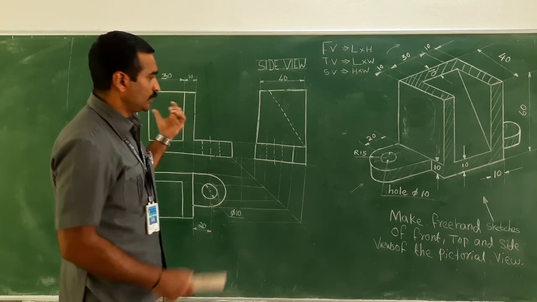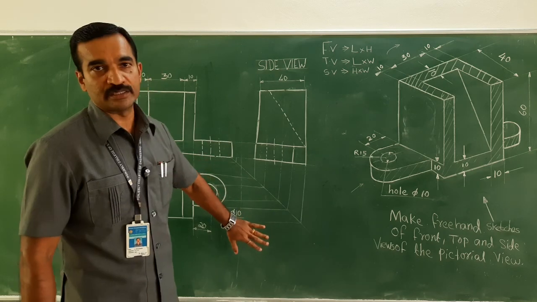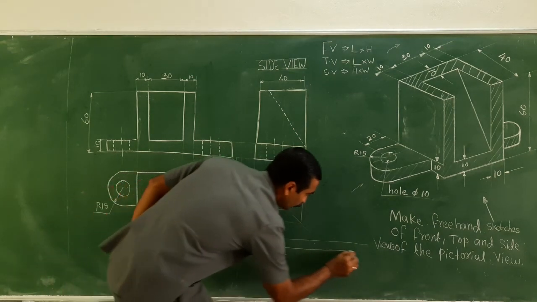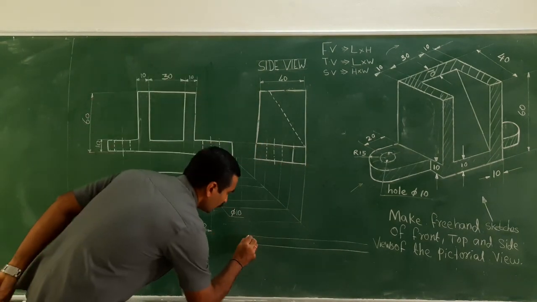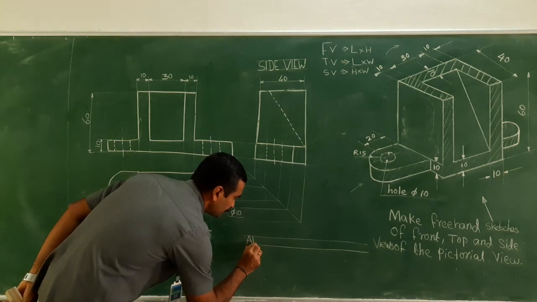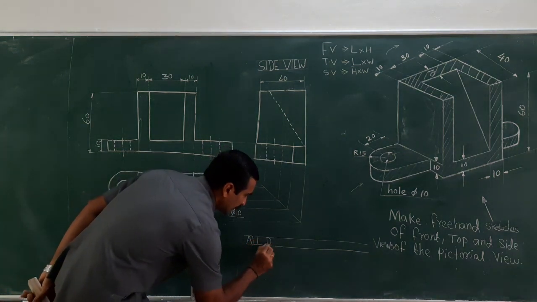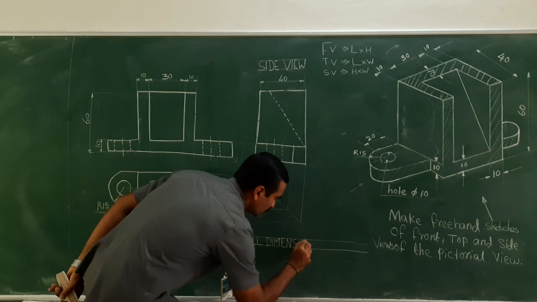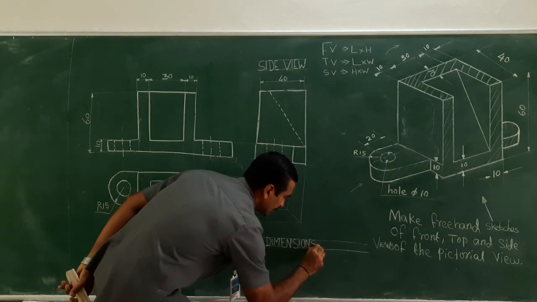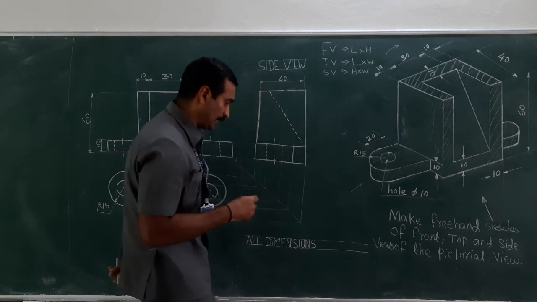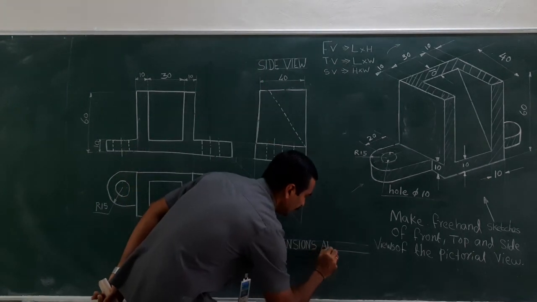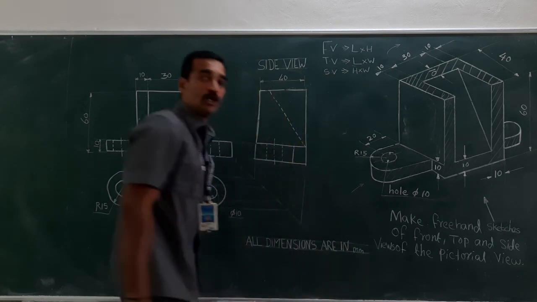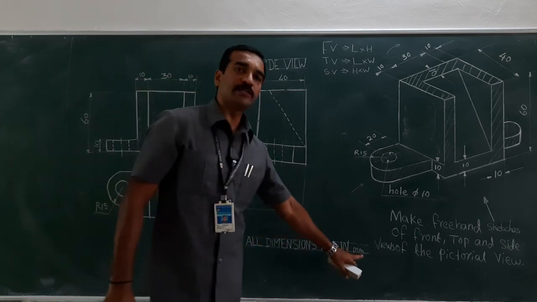Now the unit of dimensioning I need to capture here. For which I need to draw a guideline of height 5 mm. All dimensions are in mm. So the preferred dimension unit for engineering graphics is mm. That is, mm is nothing but millimeter. All dimensions are in mm. So mm must be in lowercase or small letters, because that's the unit of the dimensioning.